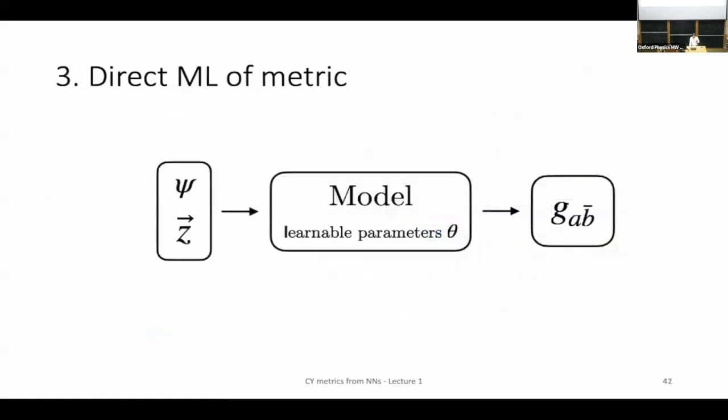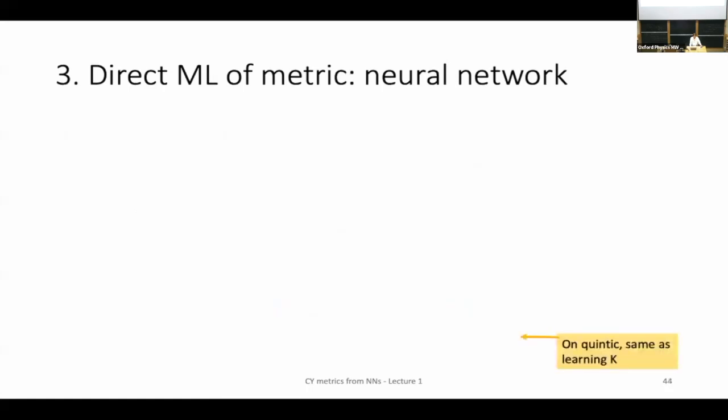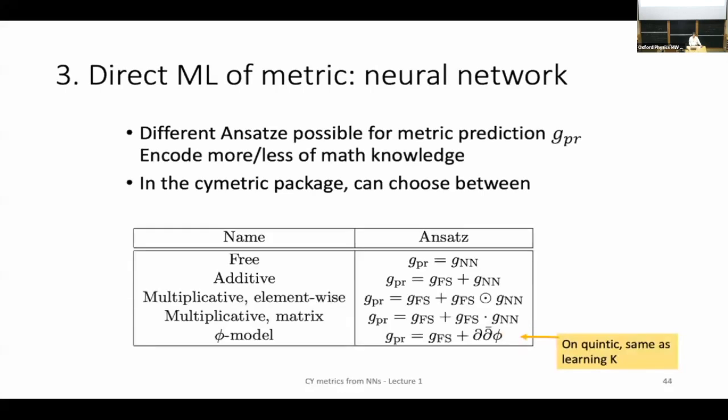Okay, the last thing I want to say before finishing today is that, of course, the third option should also be mentioned, so we can directly learn the metric using a neural network. Here you input the data, you output the metric. You can have some different answers for how you want your metric to look. We'll look more at that tomorrow in detail. And here, you cannot do supervised learning, you have to do semi-supervised learning. You have these custom loss functions, you need all of them in the general case. And here are the answers that you can choose.